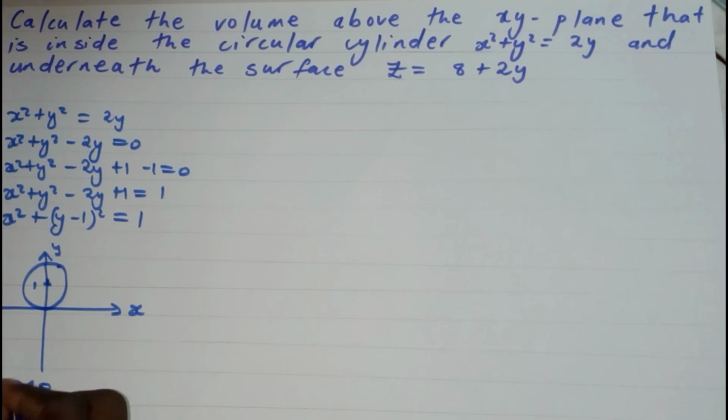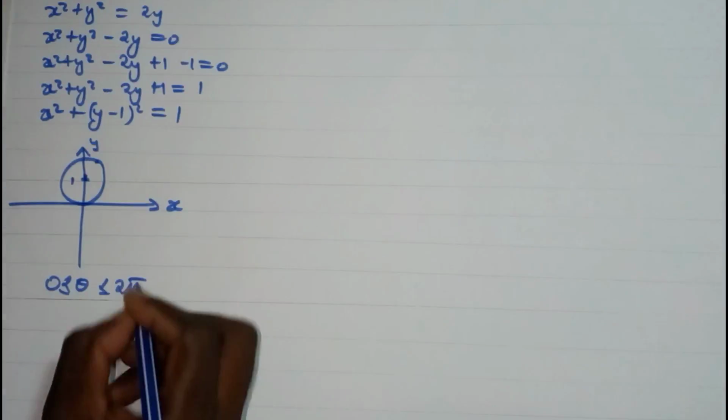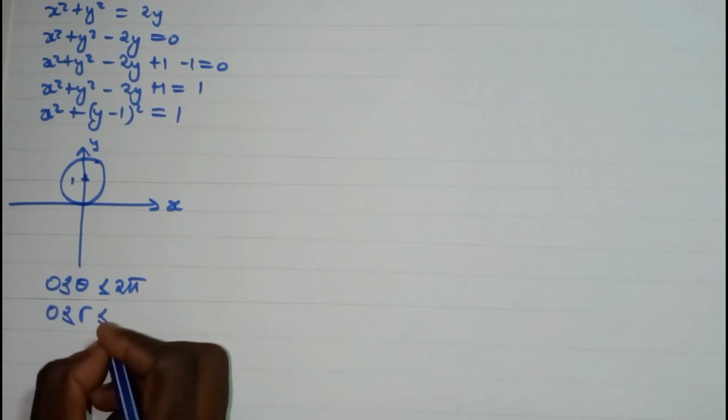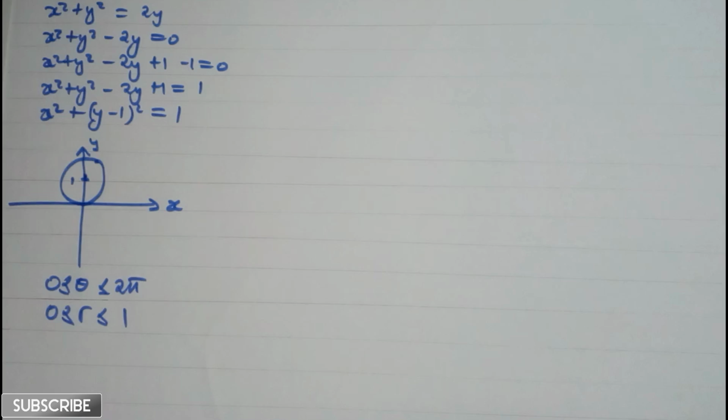Theta ranges from 0 to 2 pi. Then r, the radius, goes from 0 to 1. I think I'll make another video using rectangular coordinates. You'll see it's just the same.